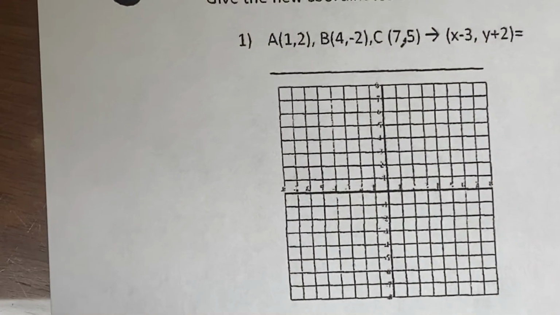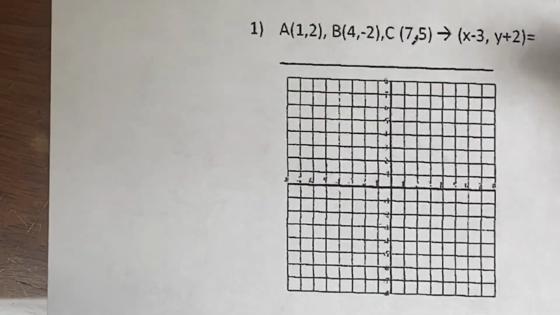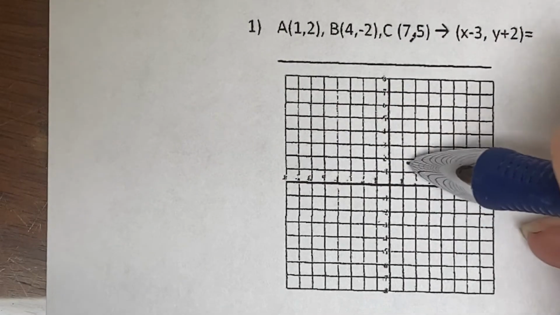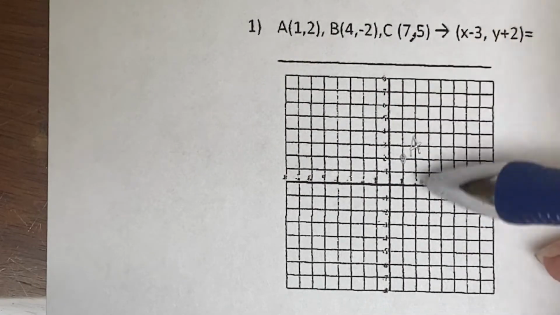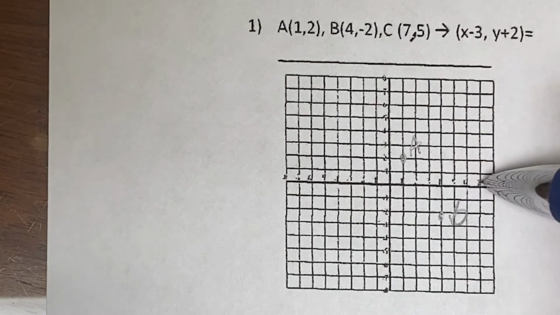The first couple of problems I'm going to show you are translations, which is a slide. We're going to plot our original points. So A is at 1, 2. B is at 4, negative 2. And C is at 7, 5.